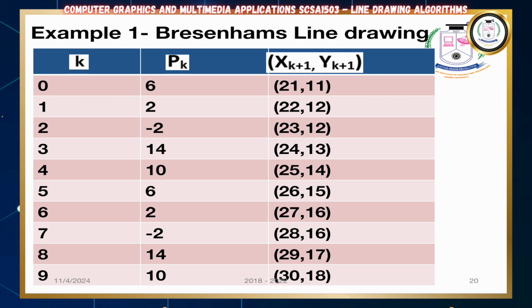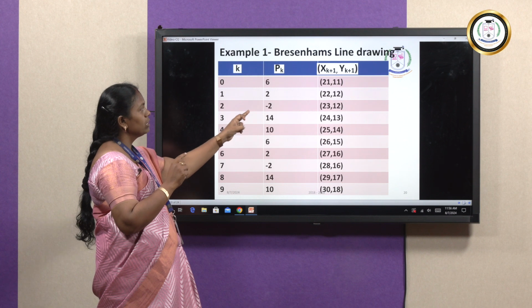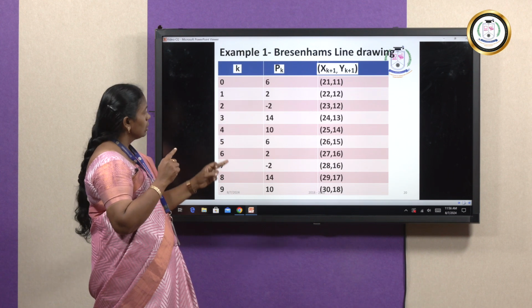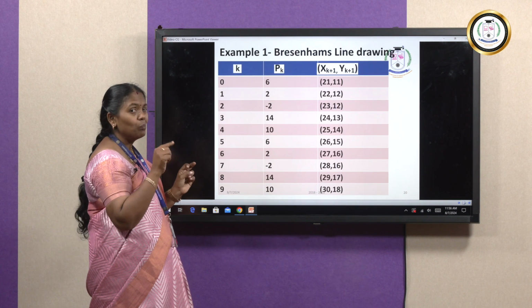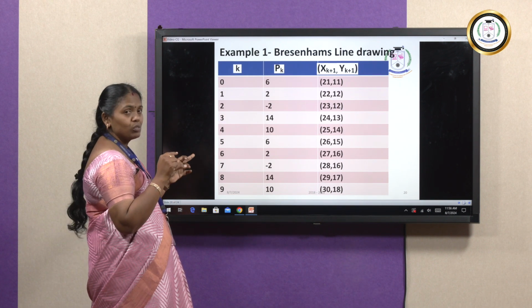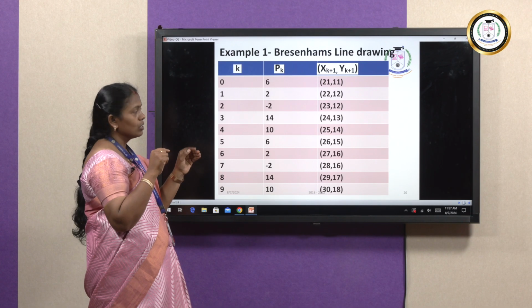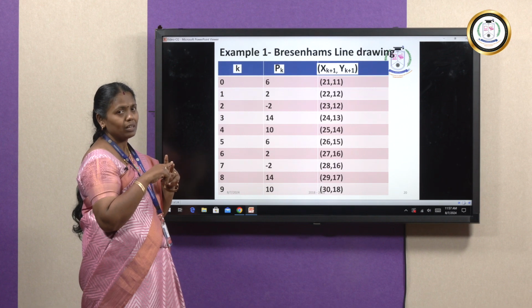If pk is a positive value, each x value and y value will be incremented by 1. So 21 becomes 22, and 11 becomes 12. Next, for k equal to 2, we get the pk value minus 2. If we get a negative sign, the x value will be incremented and the y value stays as it is. That's why in this case 22 is incremented by 1 to 23, and 12 stays as it is. This is the only case we should remember while doing the Bresenham's line drawing algorithm.